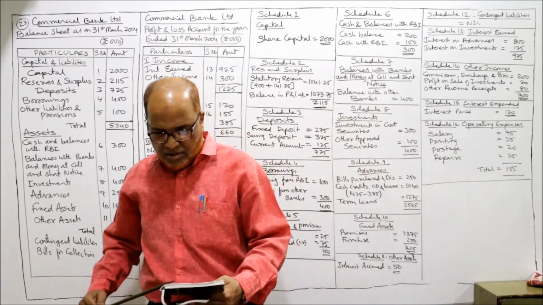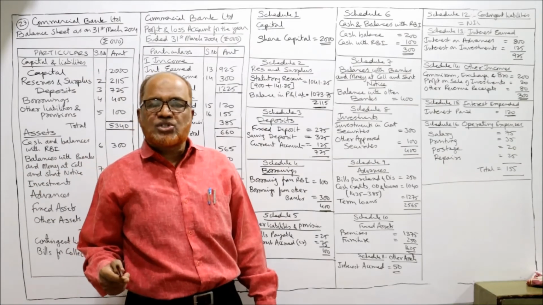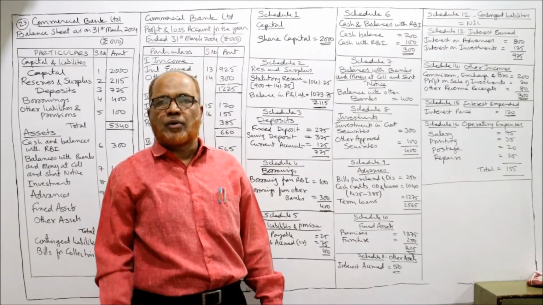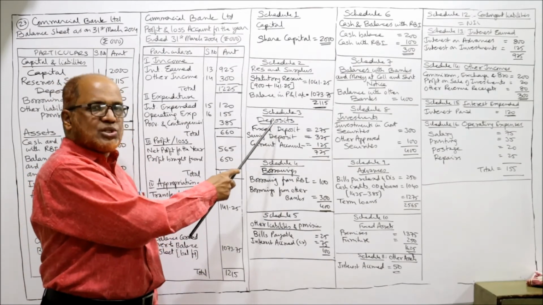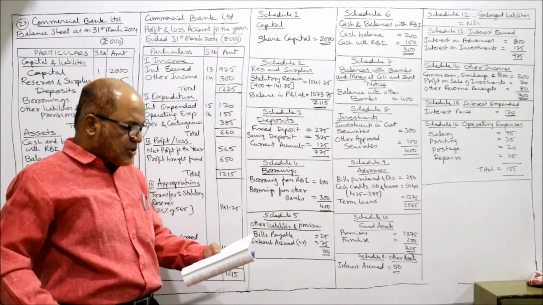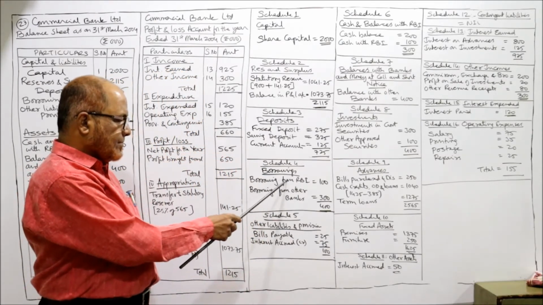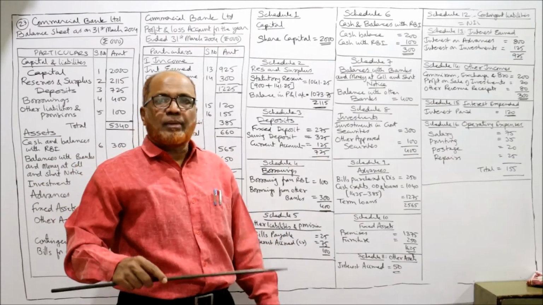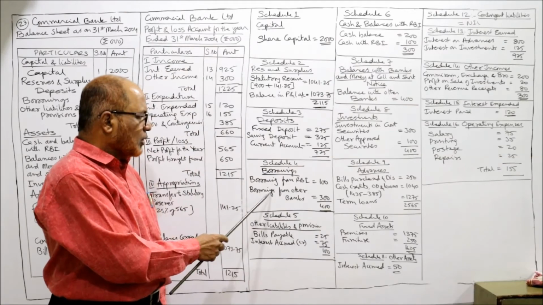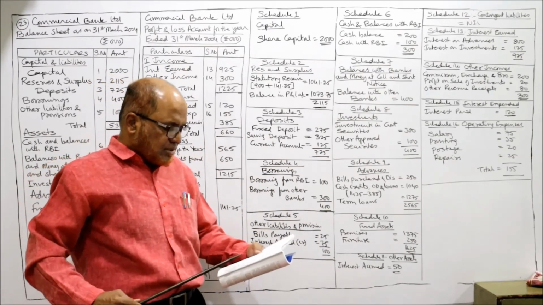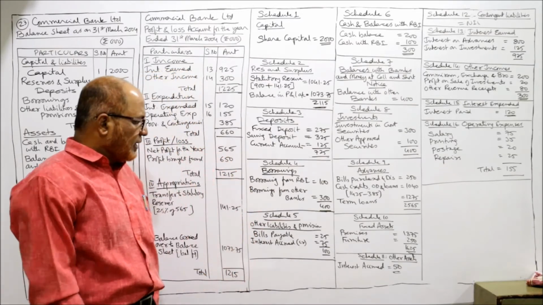Last year's profit. Then fixed deposit, saving deposit, current account. Fixed deposit, saving deposit, current deposit: all the three will come in third schedule. Schedule number 3, deposits. All the 3 deposits. Next comes borrowing from RBI, fourth schedule, borrowings. Then next one is borrowing from other banks. So 2 borrowings are there: borrowings from RBI, borrowings from other banks. Both borrowings we have taken. Next comes bills payable. That is schedule number 5, other liabilities and provisions.